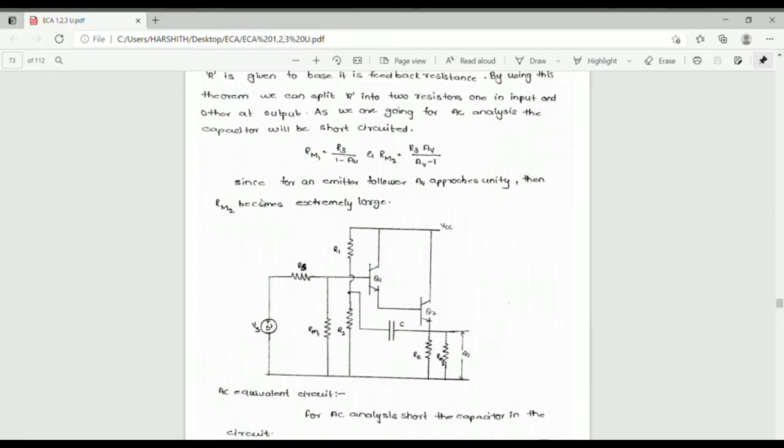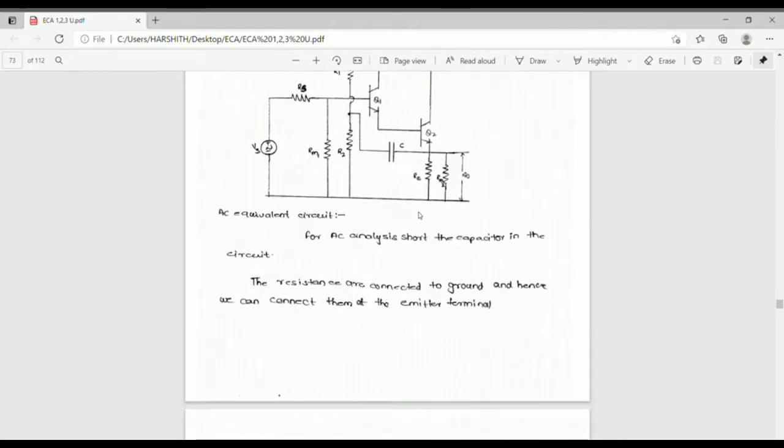Since it is an emitter follower, AV approaches unity, that is 1. Then RM2 becomes extremely large. RM1 equals R3 by (1 minus AV); with AV approaching 1, that becomes R3 by (1 minus 1), so RM1 equals R3. In RM2 equal to R3 AV by (AV minus 1), as AV approaches unity, RM2 becomes very large.